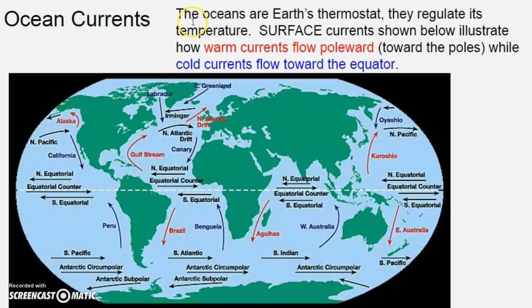Well, let's make sure we identify ocean currents. The oceans are the Earth's thermostat. They regulate its temperature. Surface currents shown below illustrate how warm currents flow poleward, right, toward the poles, while cold currents flow towards the equator.